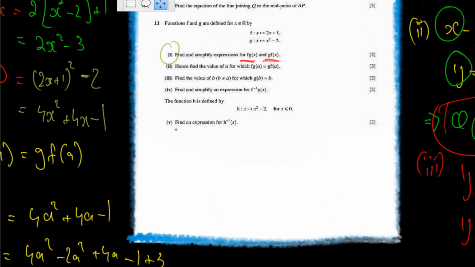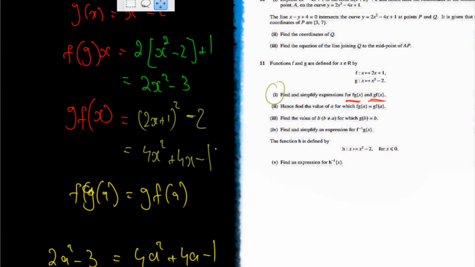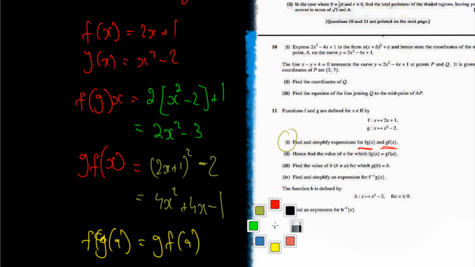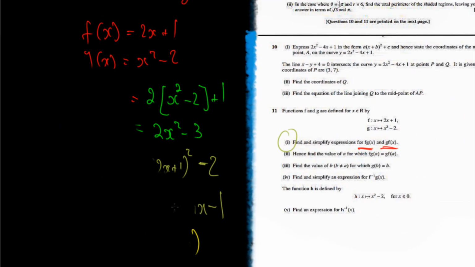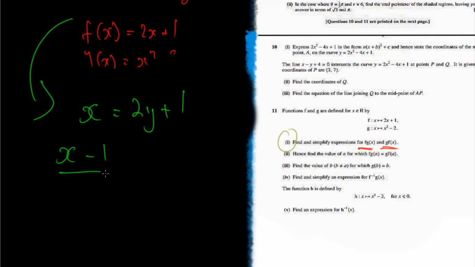Part number 4, find and simplify the expression for f inverse of g of x. These terms can get pretty confusing. Okie dokie, so first we have to find the f inverse. To find the f inverse, all we do is make our f of x into x and make our x into y, and then make our y the subject. In this case, x minus 1 divided by 2 is equal to y. Therefore, f inverse of x is going to be x minus 1 divided by 2.